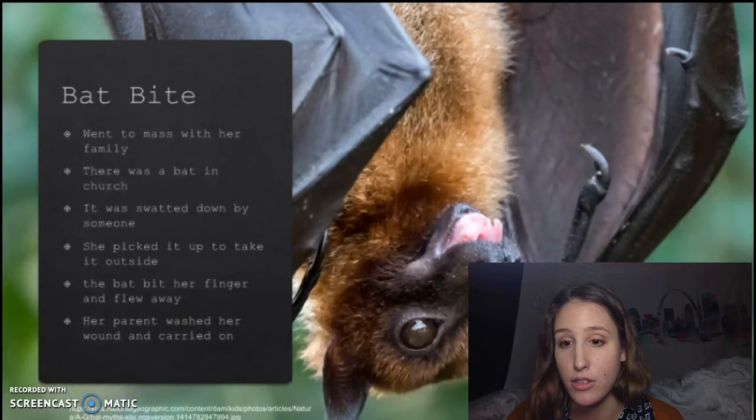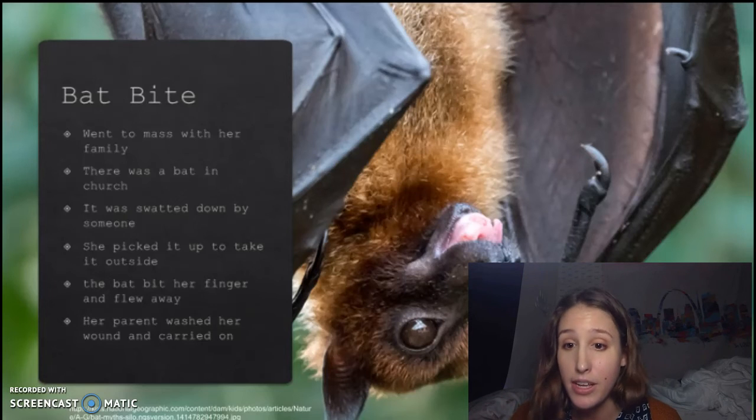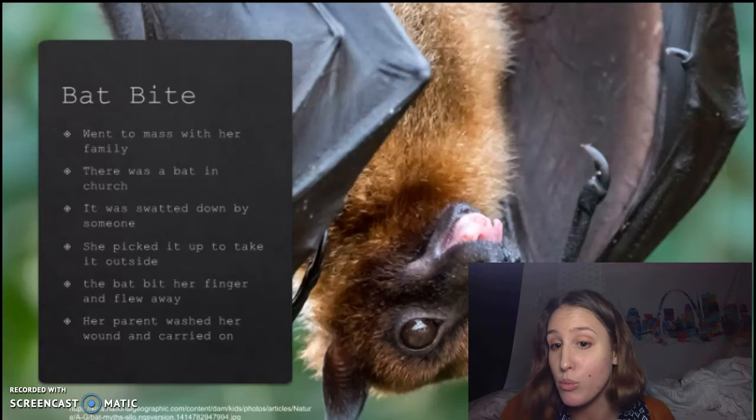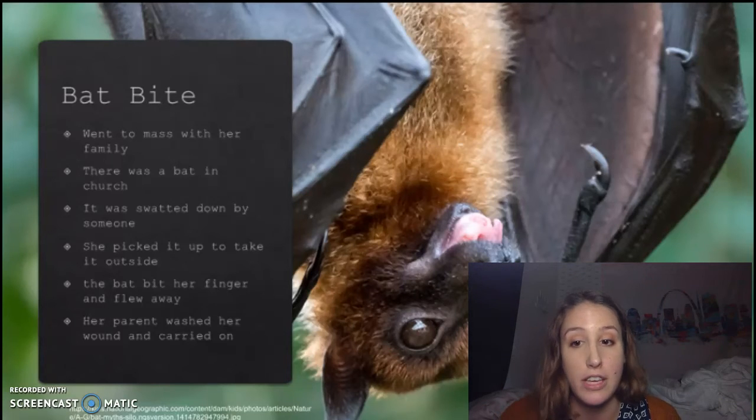So what happened? Her and her family went to mass one day, and there was a bat flying up in the steeple, in the ceiling, and people were trying to swat at it with their hats and everything. Somebody hit it down, and it stayed on the ground, so it might have been hurt. But poor Gina came over, picked it up, and went to take it outside to put it down where it could be safe. Right when she was letting it go, it bit her finger. She didn't think anything of it. Her parents didn't think anything of it. They just washed it off and went on with their lives.